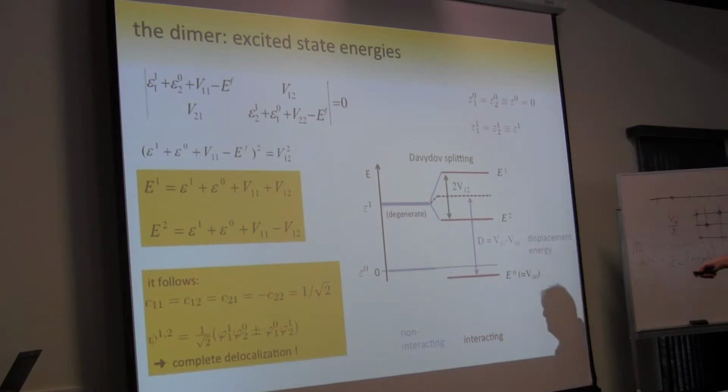Okay, now this is relatively simple. It follows that your coefficients are almost all the same, just with a different sign. And these 2 solutions have eigenstates in terms of the unperturbed linear combination of our molecular wave functions. And you see, of course, what we had before as an ansatz with coefficients here and here is now a perfect symmetric or antisymmetric linear combination, which means your excitation is completely delocalized on the 2 molecules.